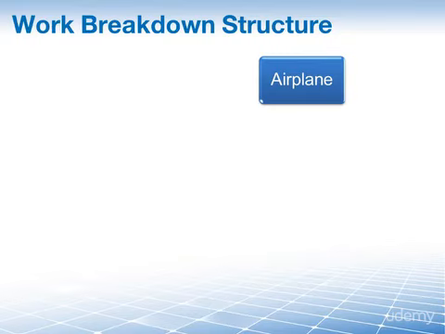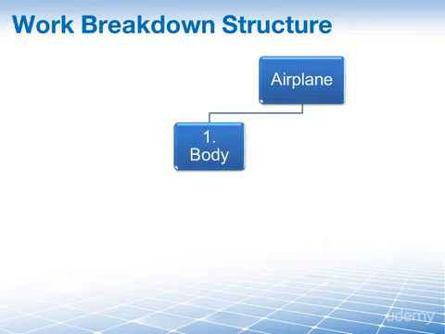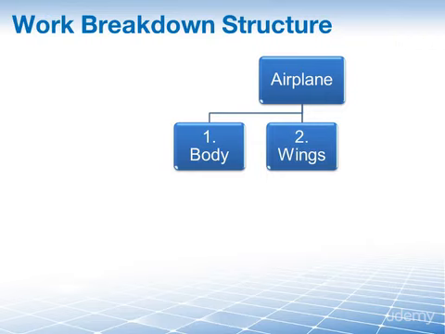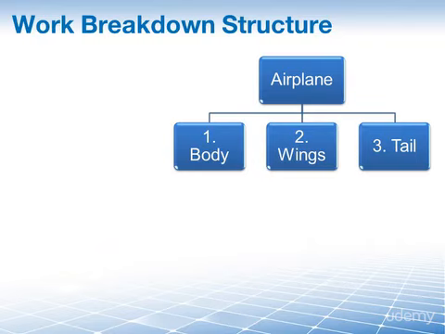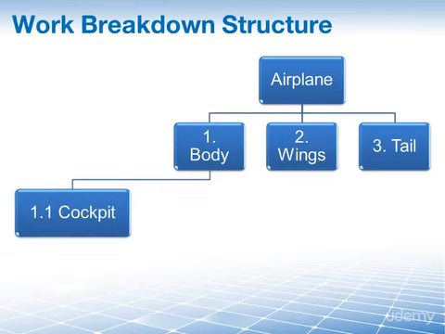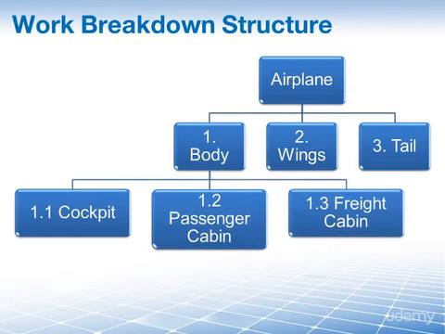We begin at level 0, at the very top. This usually just identifies the project. And then, of course, below that, you have the first level where you start breaking things into the major components of your project, or in this particular case here, of the product that we are building. And you now begin to break it down even further. Below that, you're going to take the body of your airplane, you're going to break it up into the cockpit, the passenger cabin, and the freight cabin.